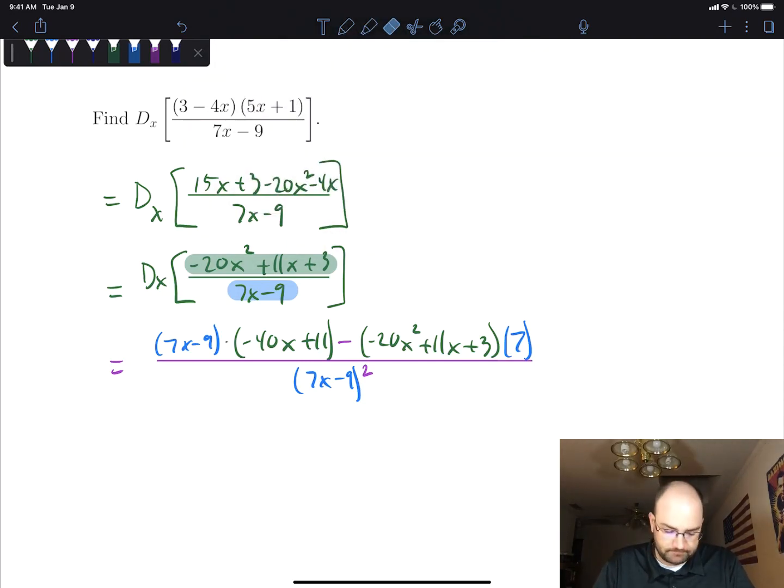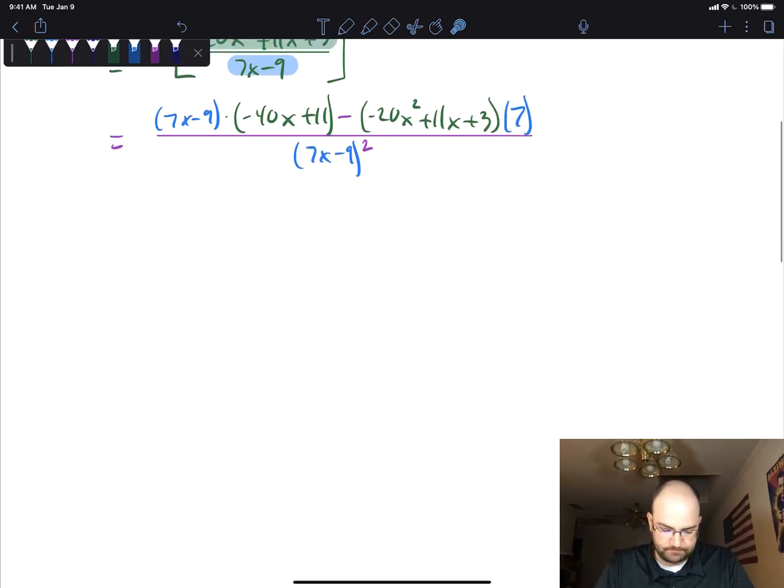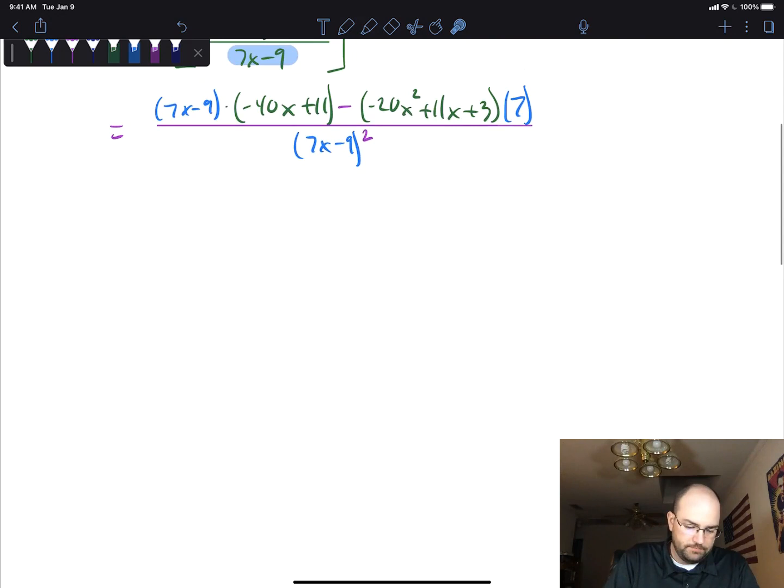Alrighty. At this point, we've got a lot of multiplication to do. Multiply all this out, distribute, and then we just combine like terms. Now, multiplying out the first one, 7x times negative 40x is negative 280x squared. 7x times 11 is positive 77x.